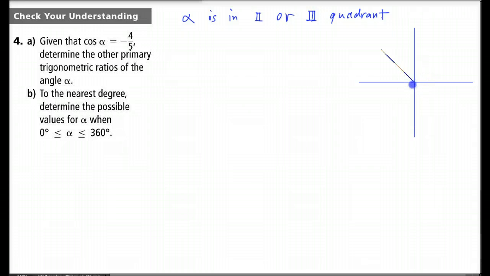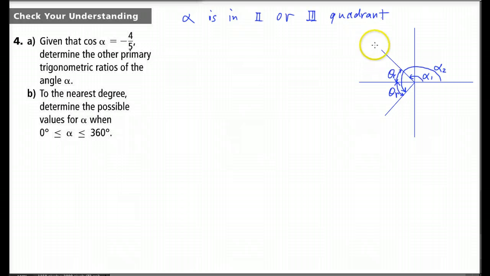Okay, and the third quadrant as well. So the angle could be this, let's label it alpha 1, or this, labeled alpha 2. But the reference angle is going to be the same, right? Because the reference angle is determined by the absolute value of this ratio given. So they're going to be the same.